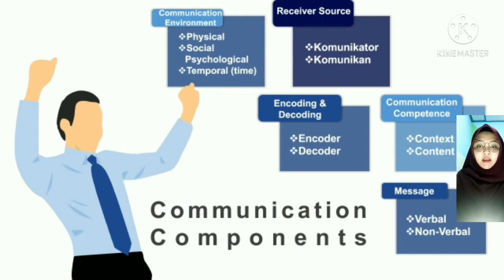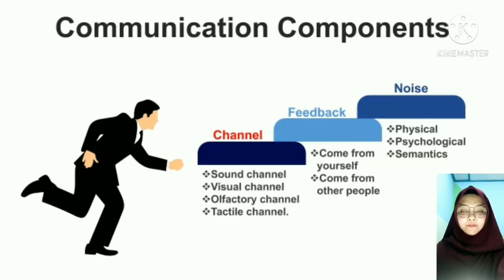The next is message. In message, there is verbal, for example, oral or written. But messages are not only in verbal form, there are also non-verbal ones, for example, using gestures and facial expressions. And then the sixth is channel. In channel, there are 4 types. The first one is sound channel. In sound channel, there is interaction, there must be face-to-face, talking, and listening. And then the second one is visual channel. In visual channel, we give and receive bodily cues in communicating.